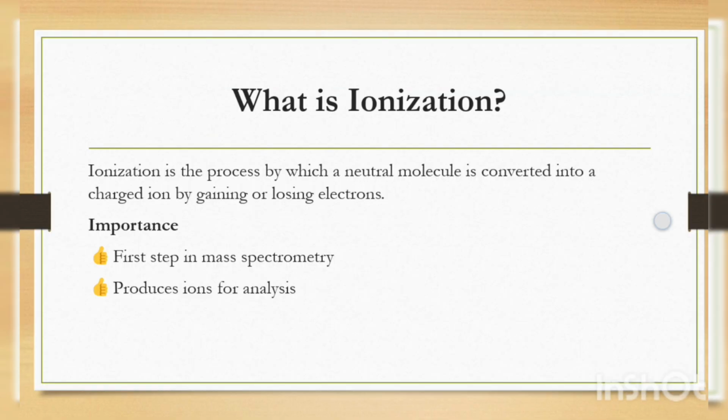First, let us understand the basic idea. Mass spectrometry is an analytical technique used to determine the mass to charge ratio or M/Z of ions. But there is an important problem. Most molecules present in our sample are electrically neutral. A mass spectrometer cannot measure a neutral molecule. Therefore, the first step is to convert these neutral molecules into ions, and this process is called ionization.